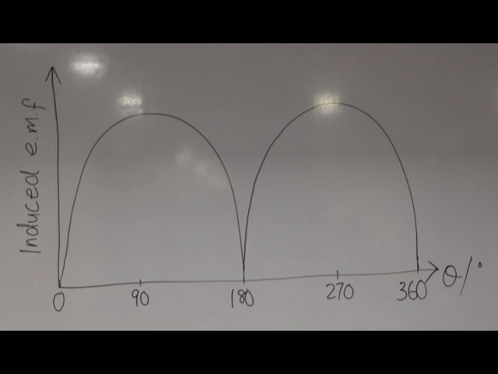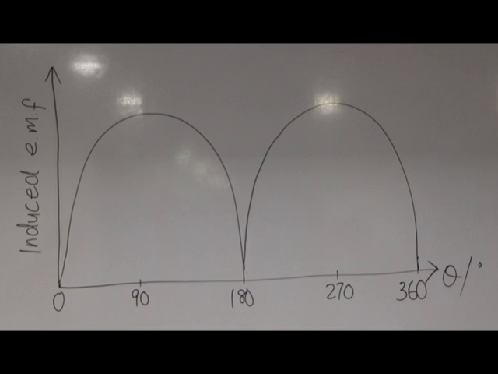EMF. As you can see, when only one loop is used, the output of the basic single-loop generator is a fluctuating DC voltage that reaches its peak amplitude and falls to zero twice during each full rotation of the loop. This variation in the output voltage is called ripple and makes the output unsuitable for many uses.